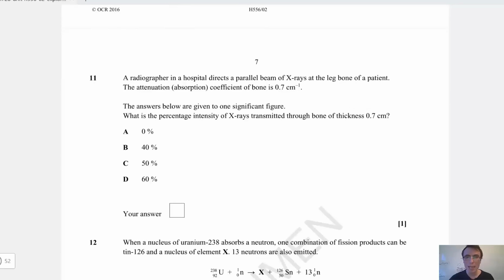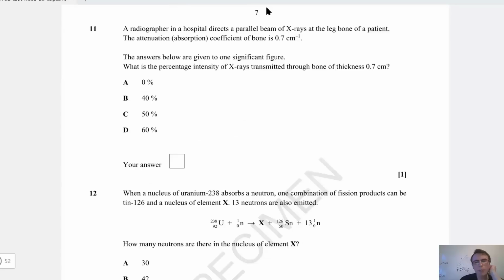Okay, question 11. We have a radiographer in a hospital who directs a parallel beam of X-rays at the leg bone of a patient. We've got the attenuation and absorption coefficient of the bone is 0.7 per centimeter. So the equation we're going to use here is that I is equal to I naught e to the minus mu x, where x is the thickness and mu is the absorption coefficient.